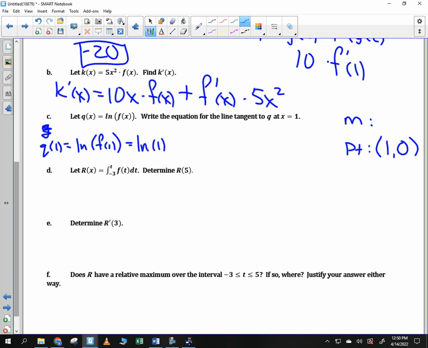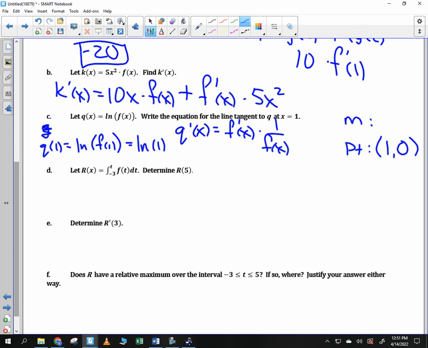Now I need the derivative. So I need q prime. What rule are you going to use to find q prime? Got the natural log of f of x. Chain rule. Yeah. Chain rule. What's the derivative of the inside? What's the derivative of f? F prime. Times, what's the derivative of the outside? 1 over x. Yep, but you put that left alone, right? So 1 over f of x. So I set it up like that.